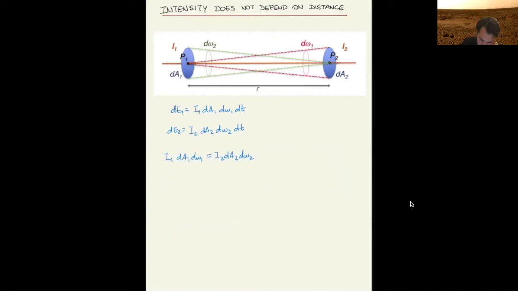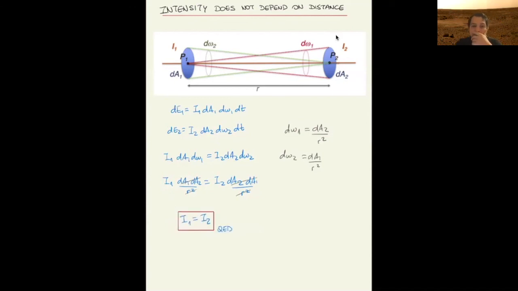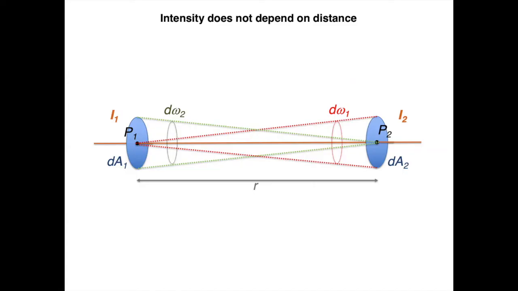Now, substituting the definition of the solid angle, d omega 1 is the area dA2 seen from a distance r. So that is equal to dA2 over r squared. And d omega 2 is the area dA1 seen from a distance r. So it is dA1 over r squared. Substituting these definitions, you can cancel the dA1, dA2, and r squared terms, and then you have that I1 is equal to I2. So the intensities at P1 and P2 are equal.